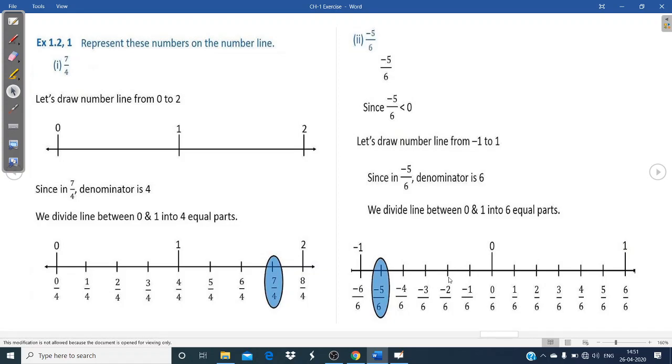Hello students, welcome back. In the last video, we saw some basic properties of rational numbers and we solved exercise 1.1. So today in this video, we are going to solve exercise 1.2.